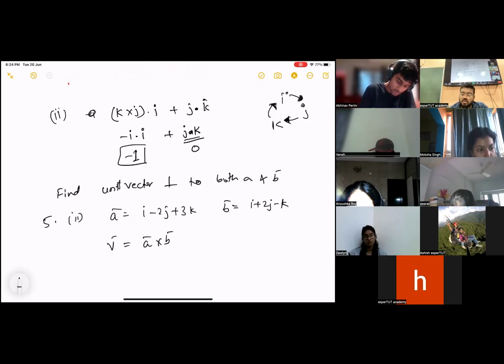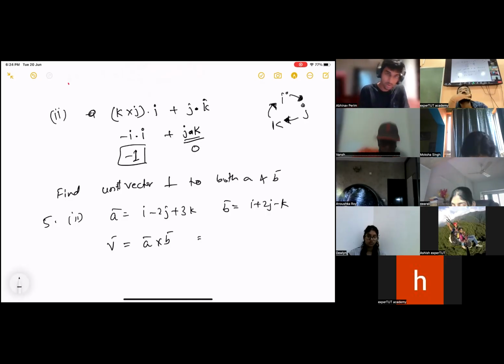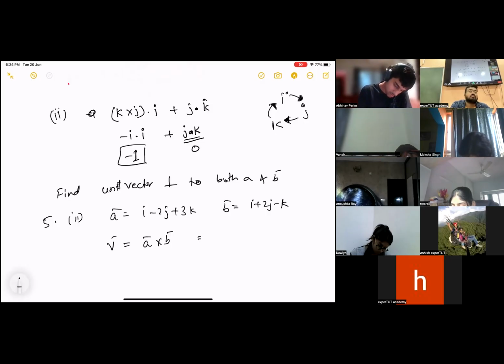Now what is A cross B? Find A cross B quickly. Don't do it in rough. Do it right there. Never do anything in rough, in exams also. Whatever you are doing to solve a question carries marks.